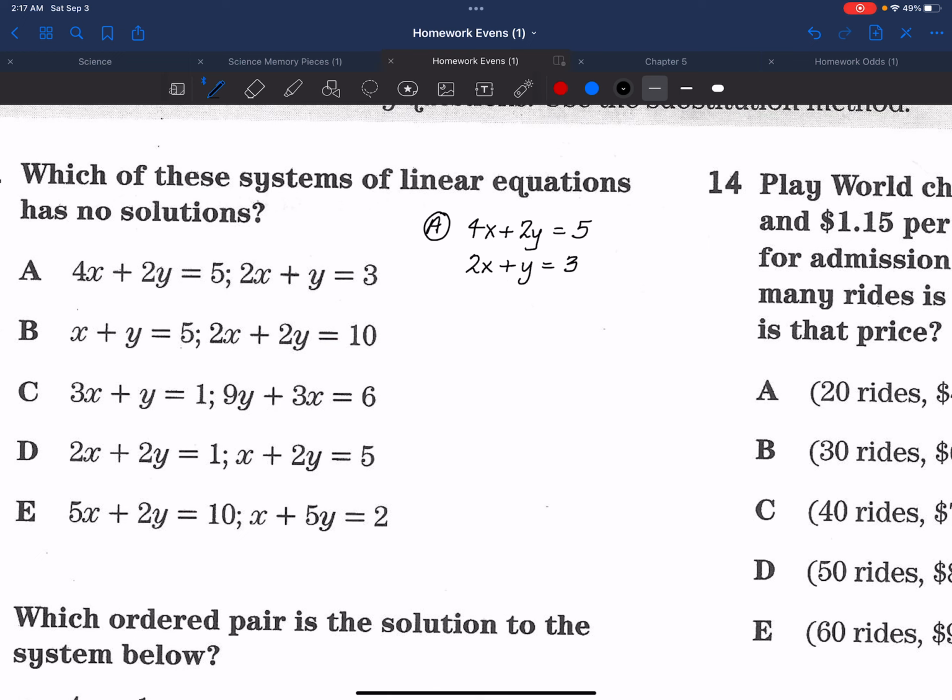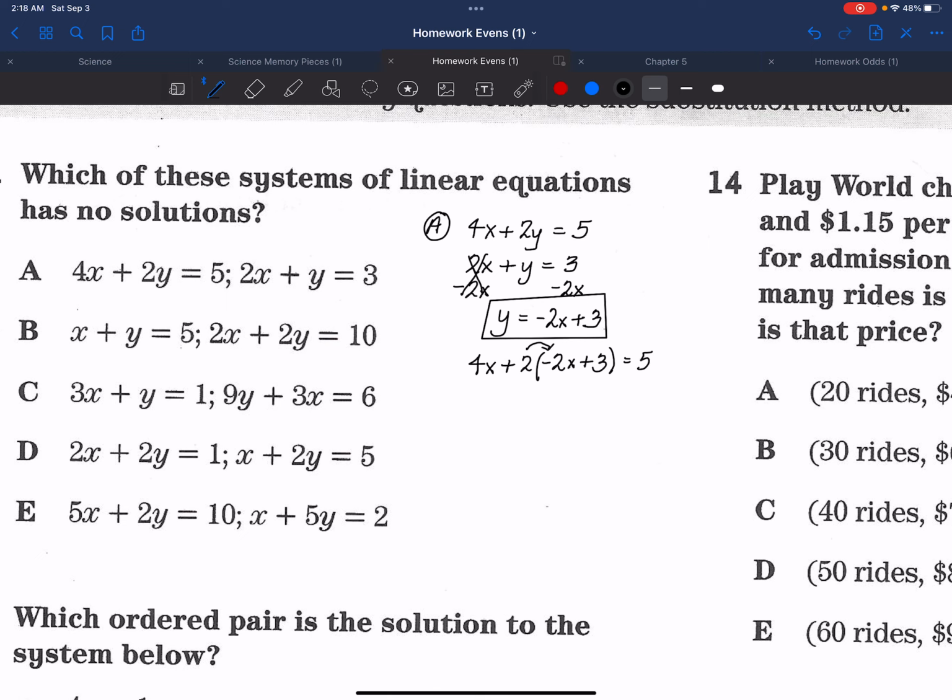So I'm going to solve the second equation by moving the 2x over. So I'm left with y equals negative 2x plus 3. And then I will substitute this equation into the other equation. So 4x plus 2 times y equals 5.